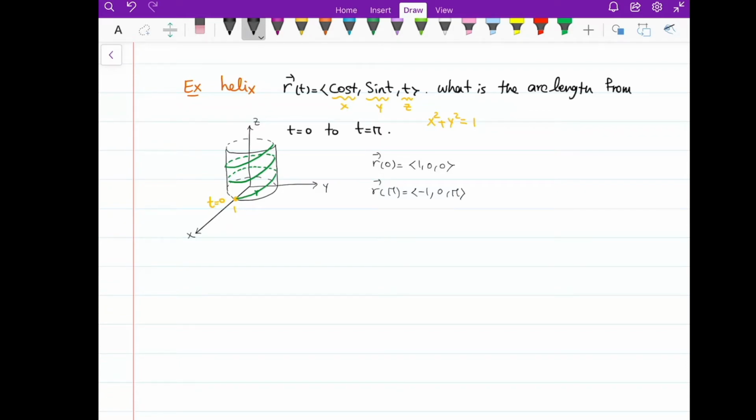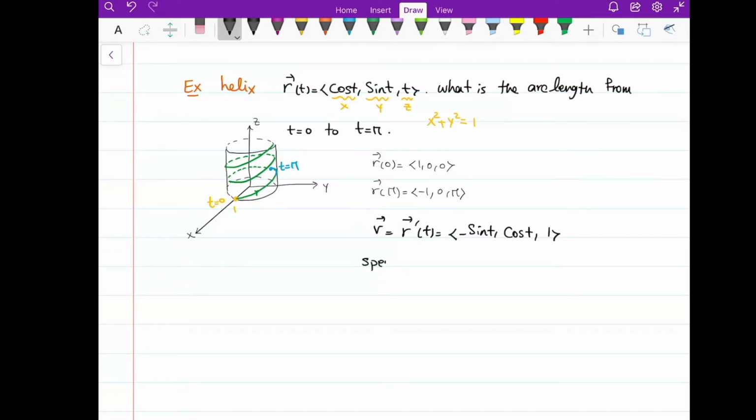And so -1, 0, and pi. So x would be -1 somewhere in here, at t equals pi. Okay, so what is the arc length? All I need to do is find the velocity. Velocity is r prime of t, which is negative sine t, cosine t, and 1.